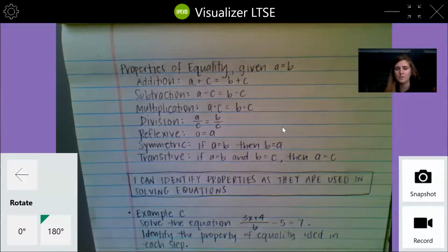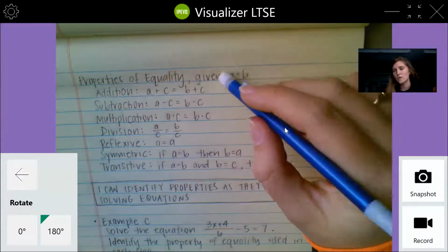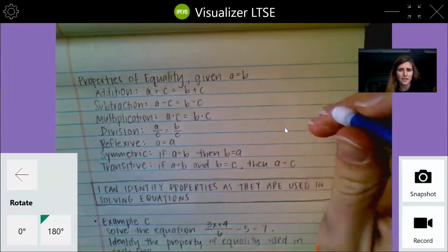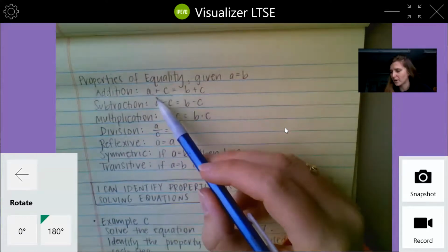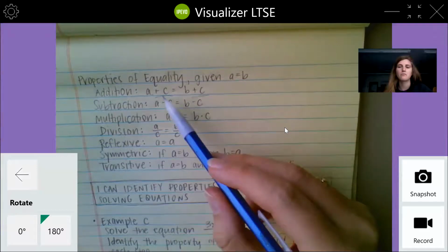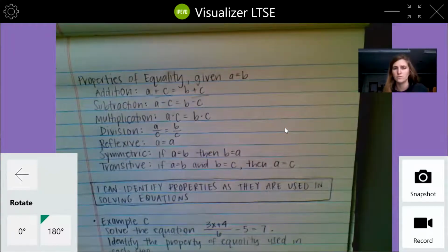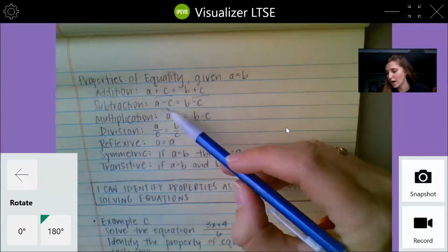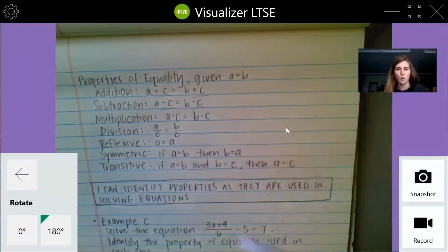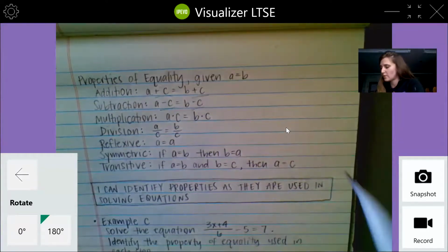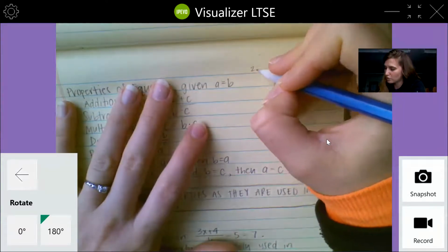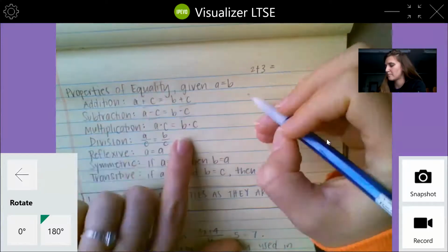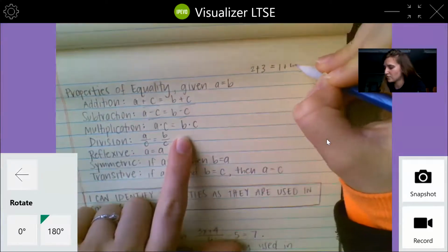So our properties of equality are saying that for any two numbers or two expressions that are equal to each other, if we add a number to both sides, the whole thing remains equal. Similarly, if we subtract a number from both sides, they both remain equal. So let's just say we have A is equal to 2 plus 3, and B is equal to 1 plus 4.